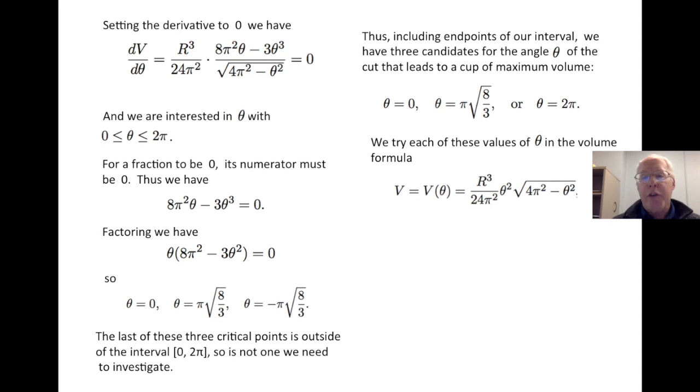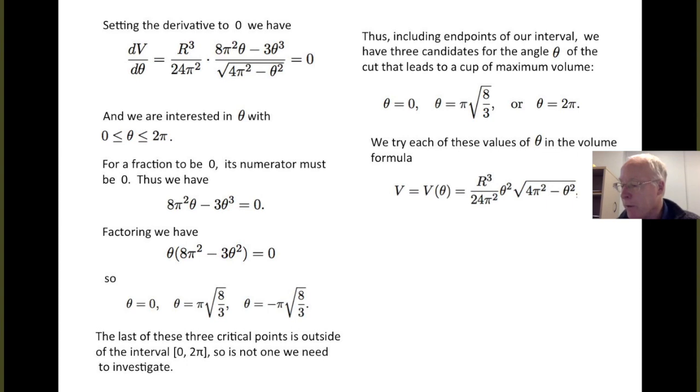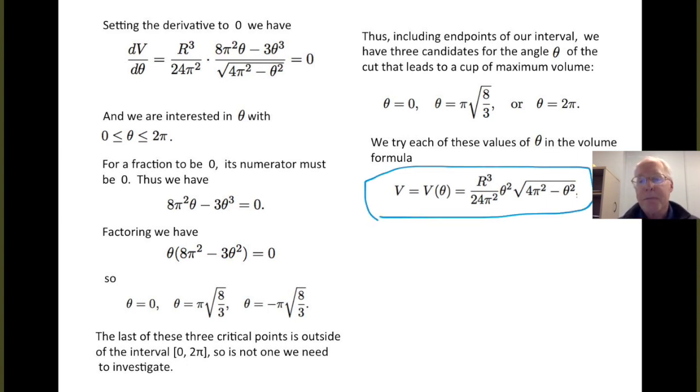So once we have 3 candidates, all we have to do is plug them back into the original function. So here is our formula for v, and see which of those 3 gives the largest value. Now, if you think about the geometry of the problem, it's pretty clear that if you make a 0 radian cut, which gives you nothing, you get volume 0. And if you make a theta radian cut, which just means you're going to take the whole disk and fold it into a cone, you're again going to get a volume of 0.